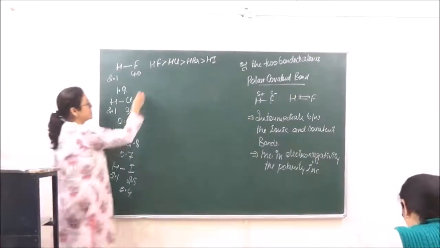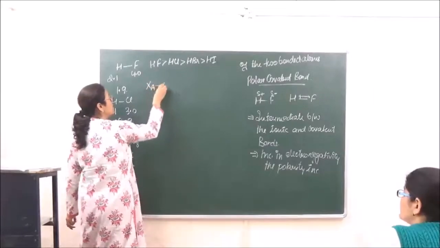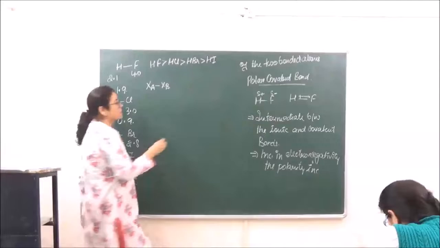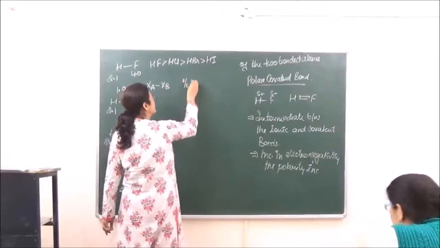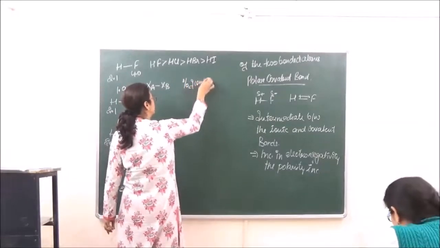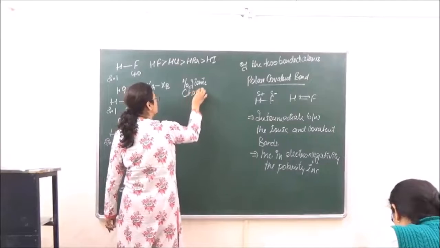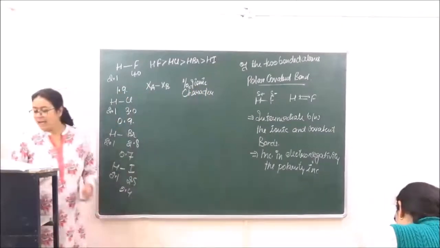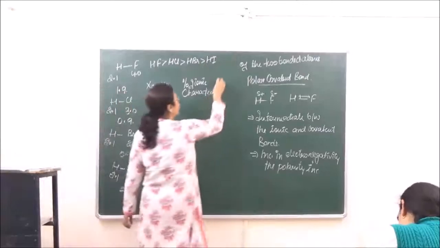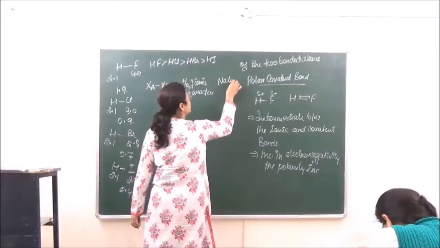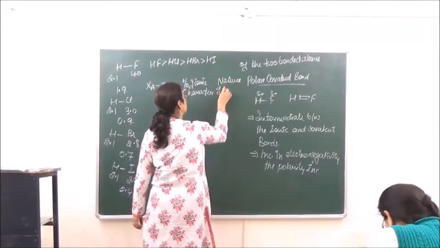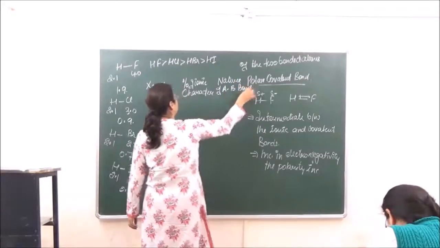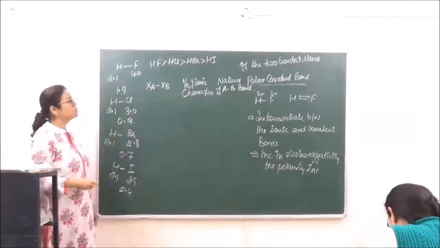Let's just draw a table. We are saying that XA minus XB gives the electronegativity difference, then the percentage of ionic character, and the nature of the AB bond. All of these are interlinked. Okay, let's see a few examples to make this more clear.